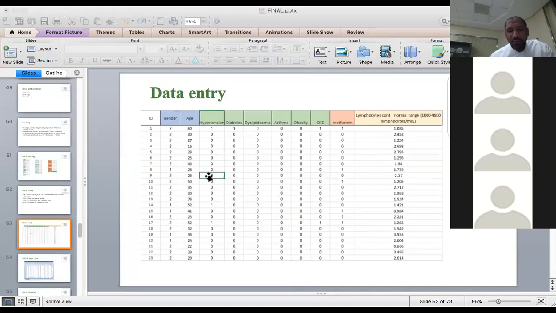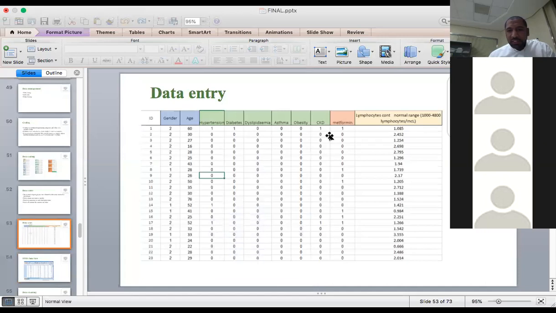We cannot put more than one response in one cell. We cannot put more than one individual in one row. And we cannot put more than one variable in one column. This is very important in data entry.